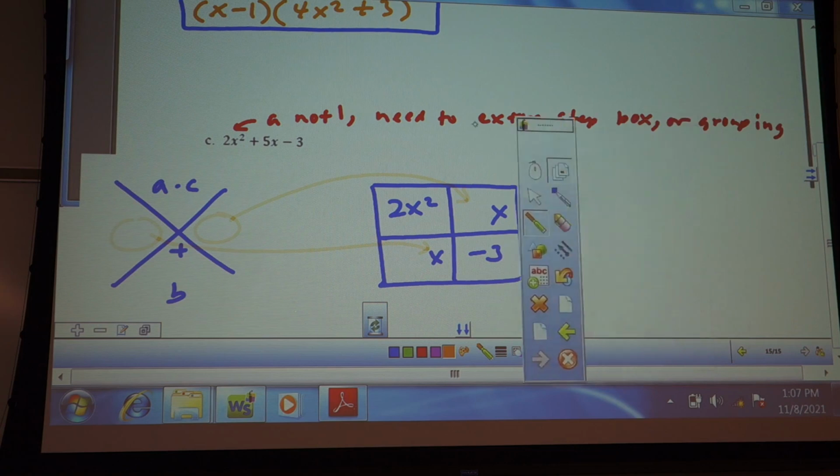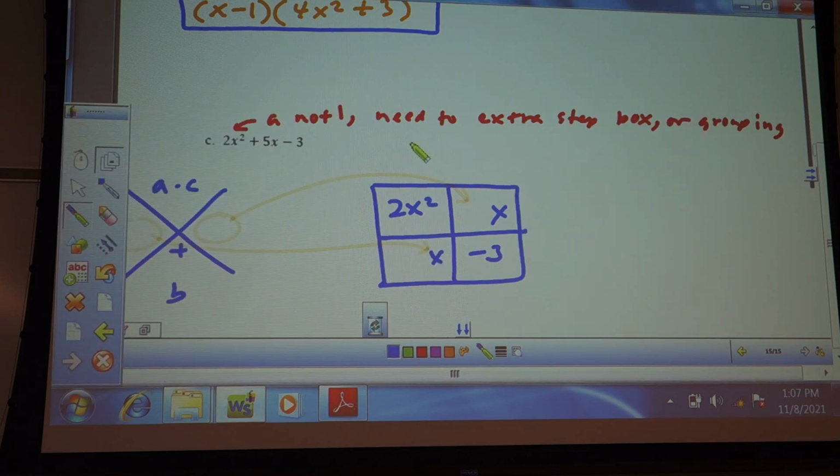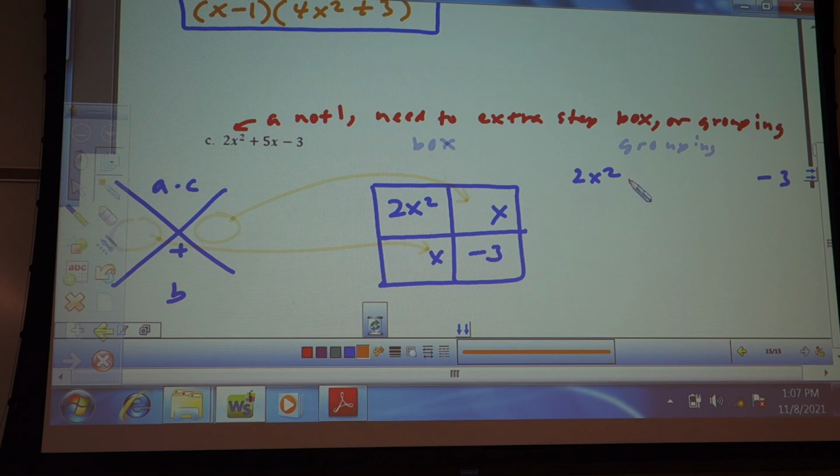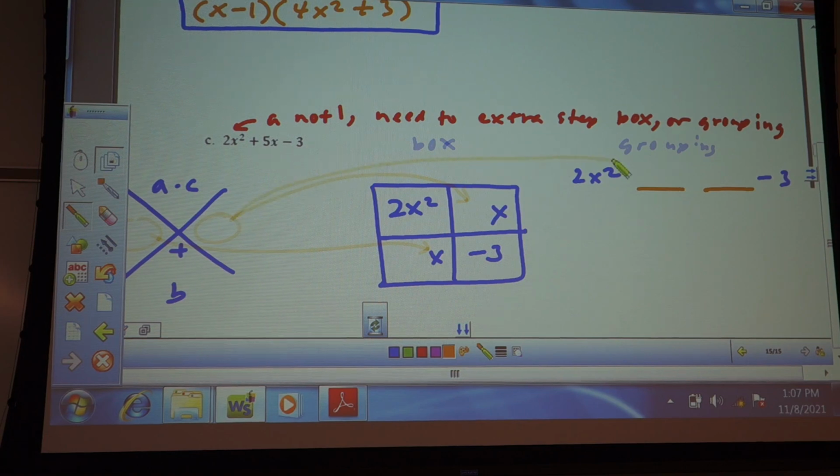Or you can do the factor by grouping method, also totally reasonable. This is the box. Here's the grouping. The grouping, you're going to write down your first spot, 2x squared. You're going to write a big gap in your last spot, minus 3, and then inside of here is going to go your pieces. Whatever you got from these two spots is going to go into these two places here. So you can do either one of those.